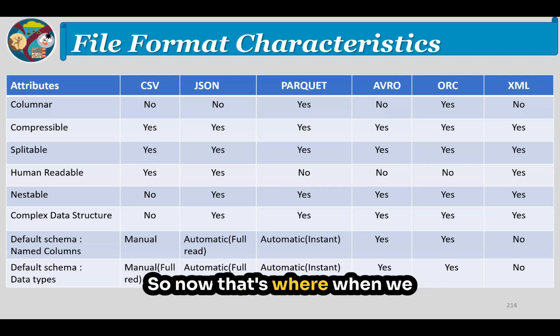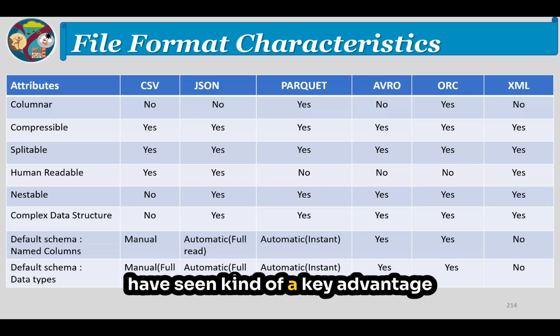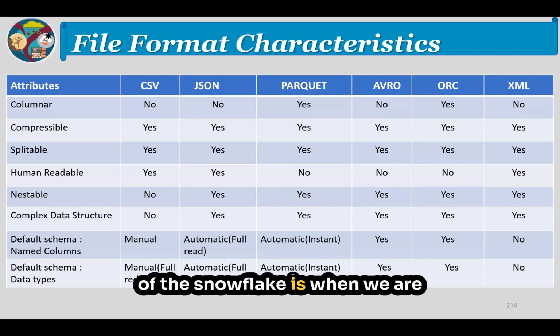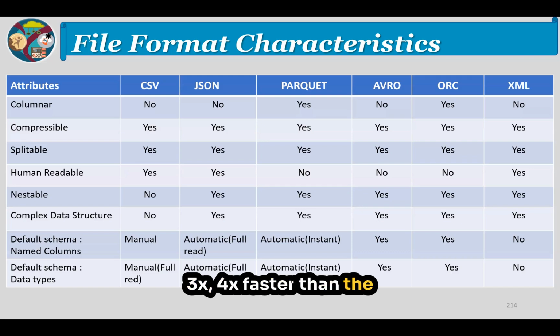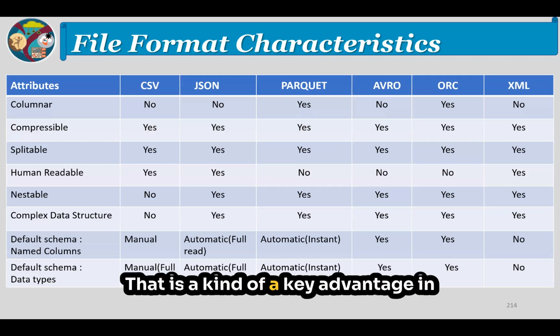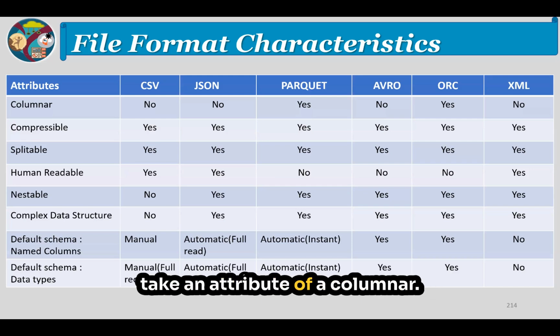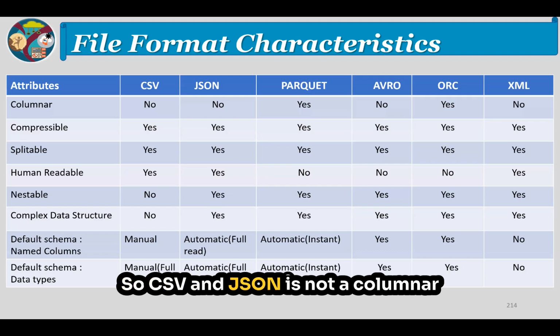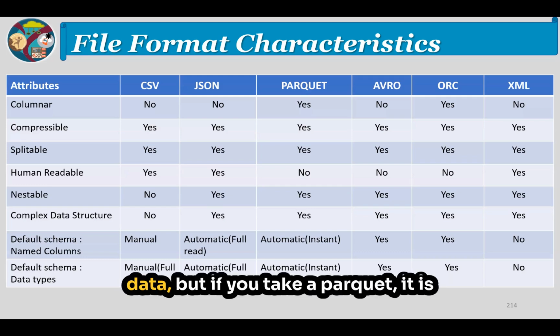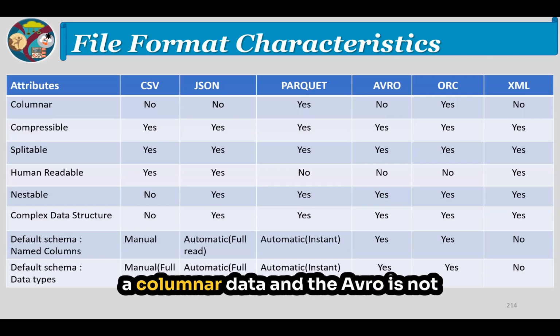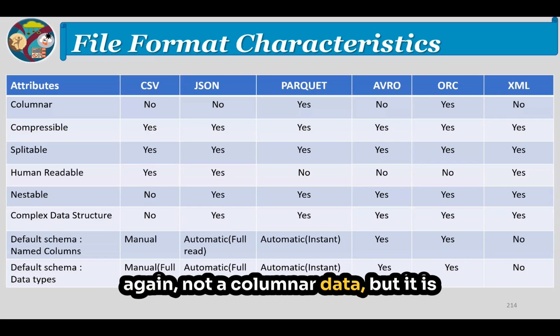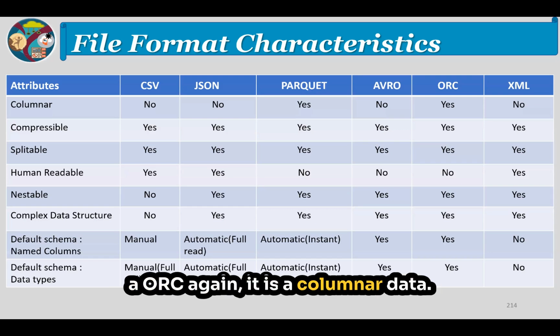That's where we have seen a key advantage with Snowflake: when we are processing or dealing with semi-structured data, the performance is 3x, 4x faster than other data warehouses. That is a key advantage in Snowflake. If you take the columnar attribute, CSV and JSON are not columnar data. But Parquet is columnar data. Avro is again not columnar, but ORC is again columnar data.